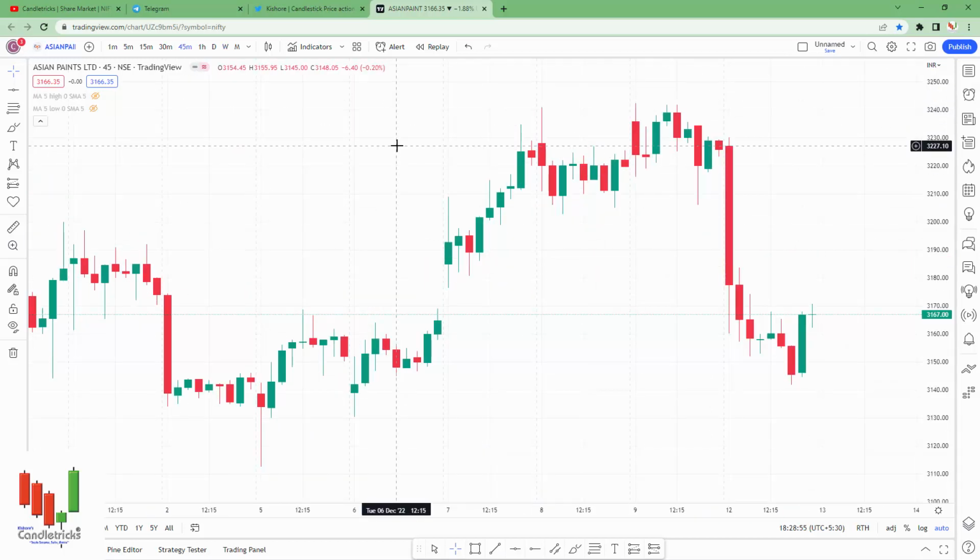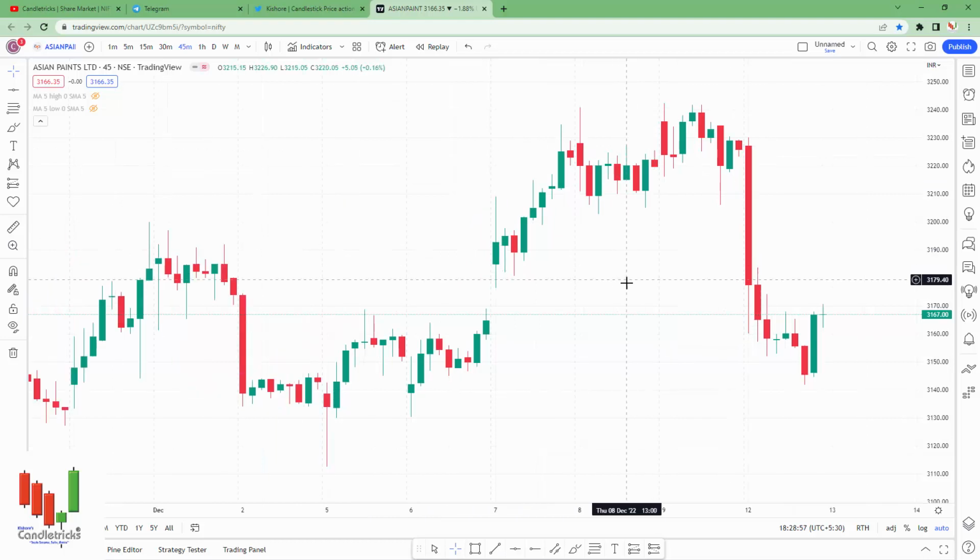So I'm just getting into the 45 minutes time frame. If you see here, on Friday itself, it gave an opportunity. How to identify is very simple. In this time frame, this is the Friday data, okay, this is Monday data. On Friday, what happened?